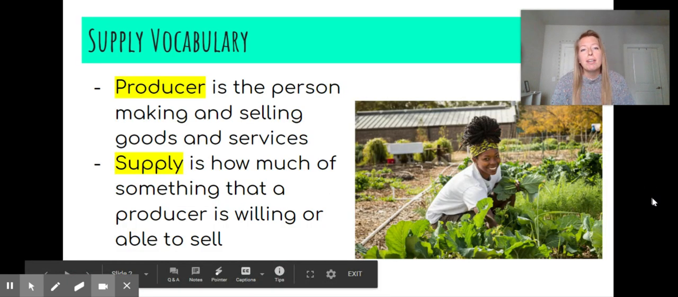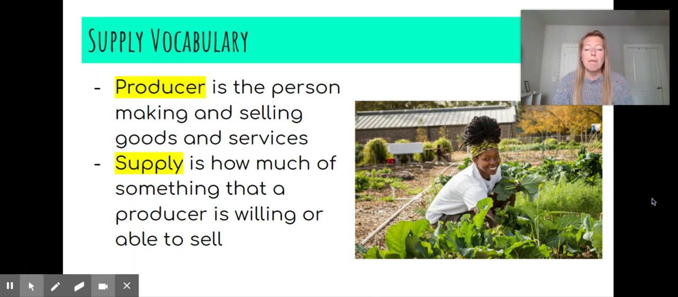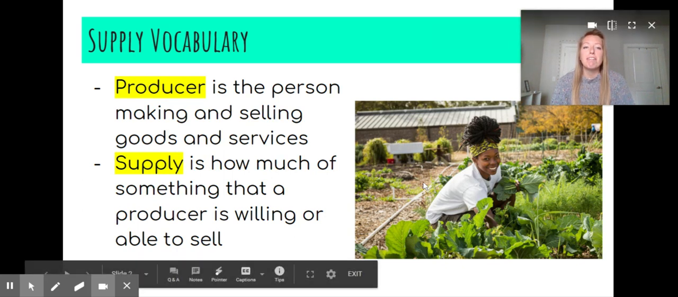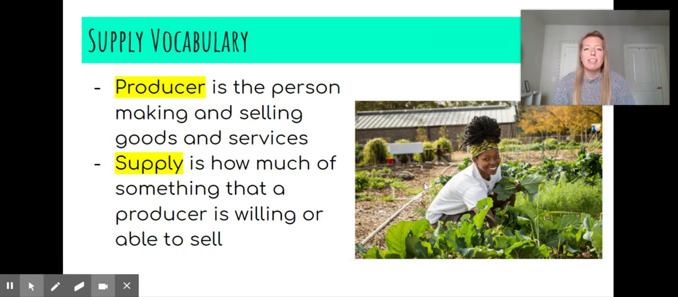So the first thing we're going to talk about with supply is a couple of vocabulary words. I want you to repeat after me. Producer. Good job. So a producer, like we've talked about, is the person who is making and selling goods and services. So it would be like a farmer, and they are growing things to sell to people. They're growing the food that's going to go into the grocery stores that people will buy.